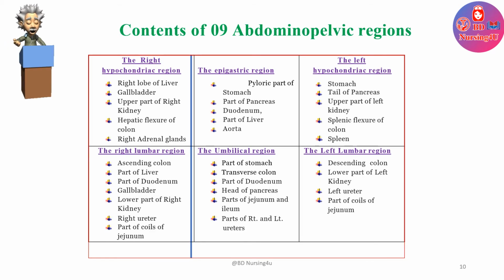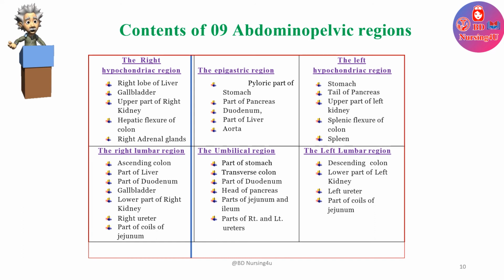Contents of 9 abdominopelvic regions. The right hypochondriac region: right lobe of liver, gallbladder, upper part of right kidney, hepatic flexure of colon, right adrenal glands. The right lumbar region: ascending colon, part of liver, part of duodenum, gallbladder, lower part of right kidney, right ureter, part of coils of jejunum.